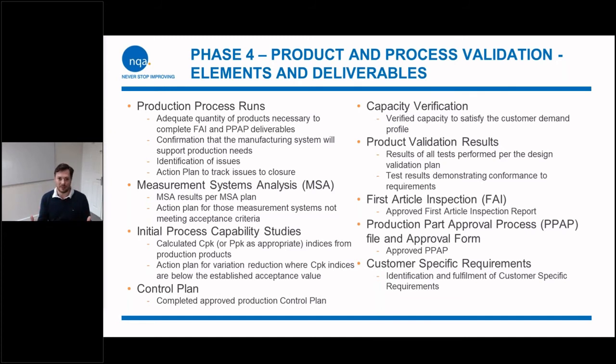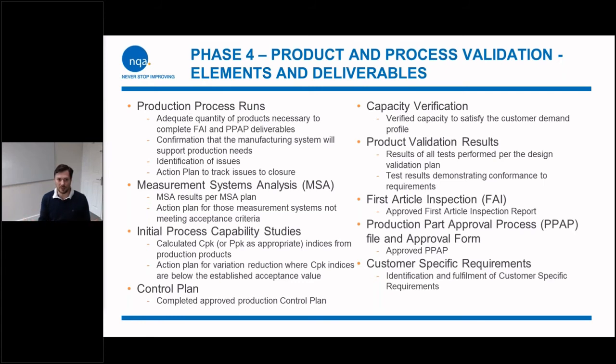Control plan, as I say, is completed. You started your control plan in the previous phase, so this is where you complete it and make sure it's working effectively. Capacity verification, just making sure you can meet the demand. Product validation results of any tests that you needed to do, any sample runs, looking at the tests that you designed in the previous process and making sure that you've actually achieved those. Is it all signed off? Kind of a commissioning type thing, I suppose.